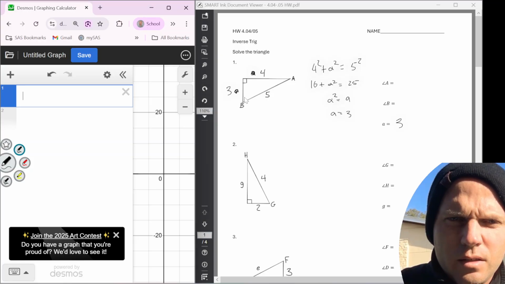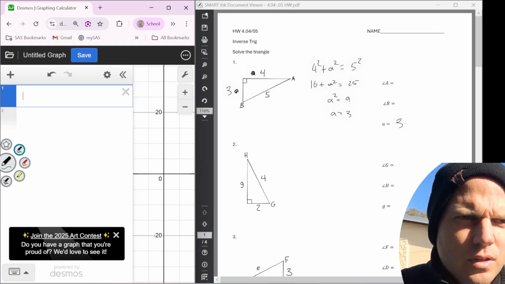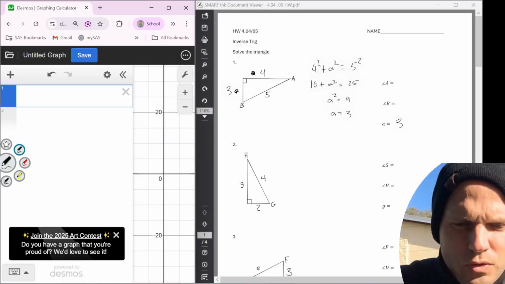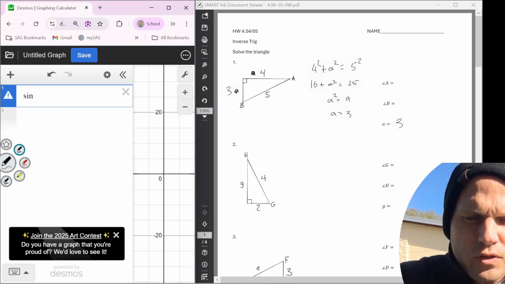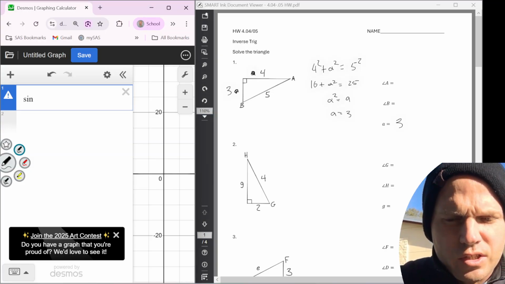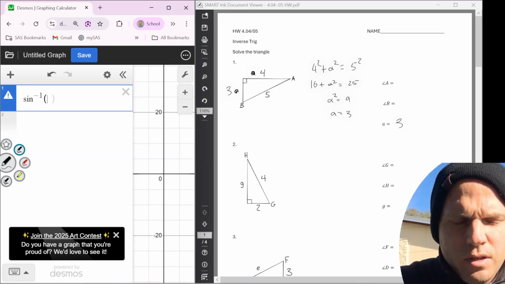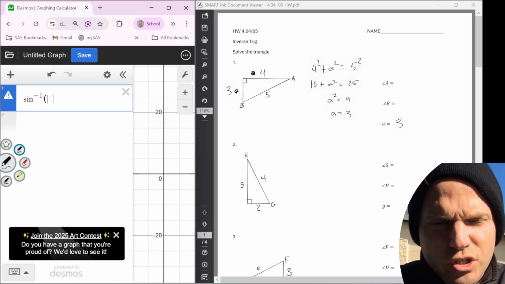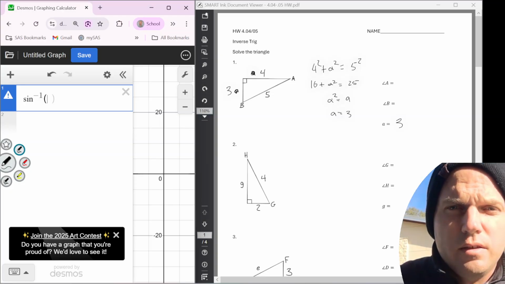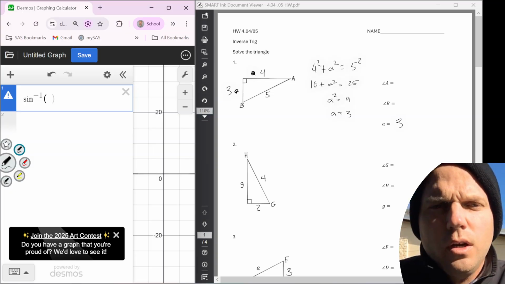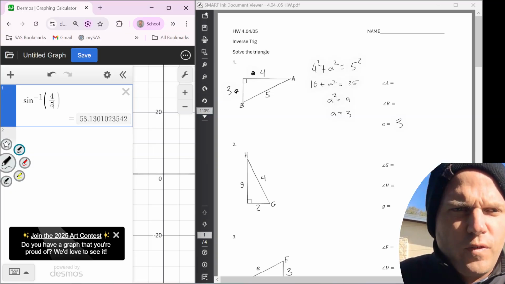And we can focus on, let's say, angle B. Now you have 3 options to get this angle B. You can use sine inverse. Now I do sine and then shift 6, -1. Press to the right to bring down. Type in your ratio for the sine ratio of B, which is 4/5.